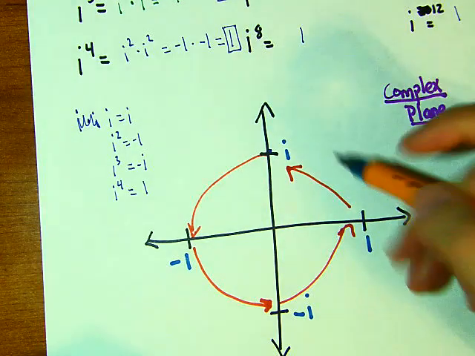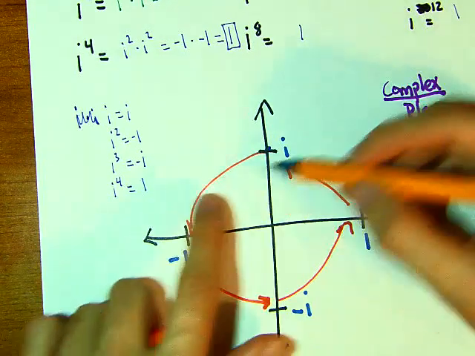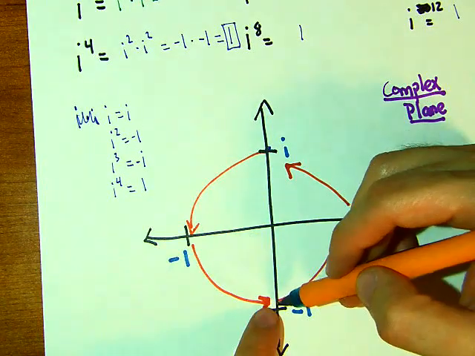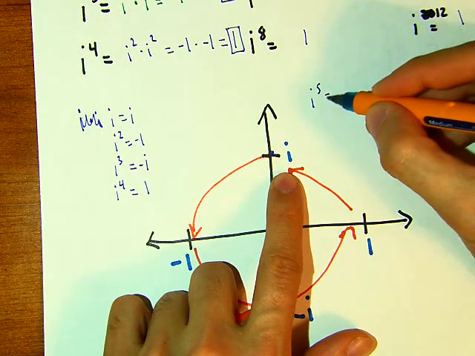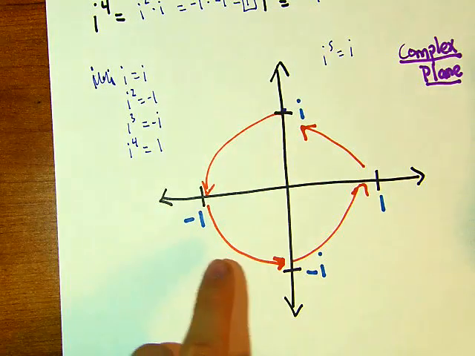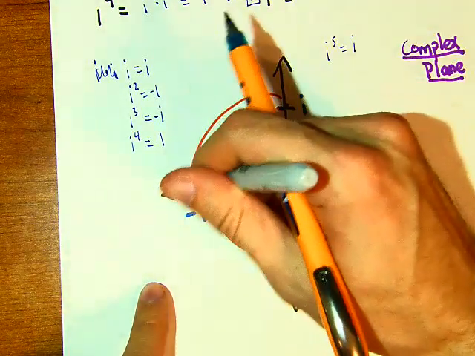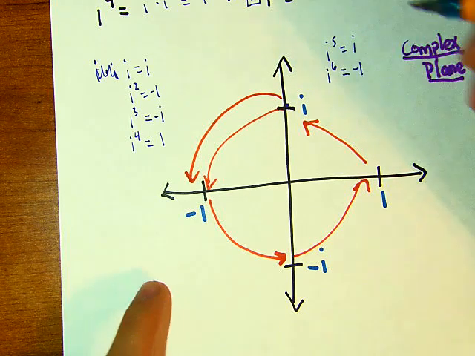How many i's did we do? We started at 1i. So this is i squared, i cubed, i to the 4th. This is i to the 5th. And i to the 5th is equal to i. And we have that here. i to the 6th is times another i. And it just keeps going. This is i to the 6th, and that's equal to minus 1.